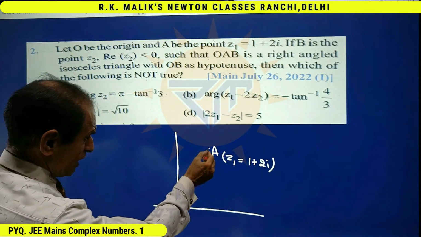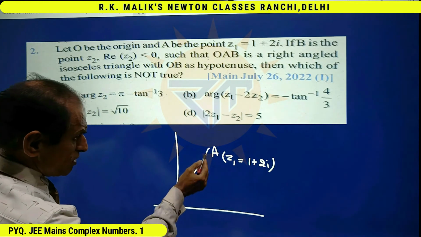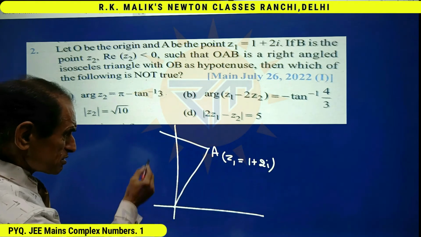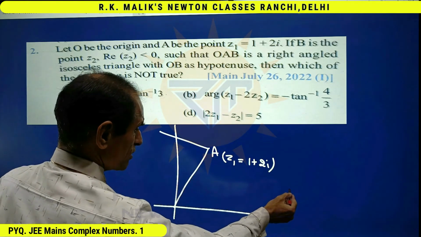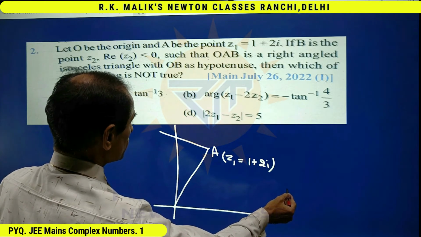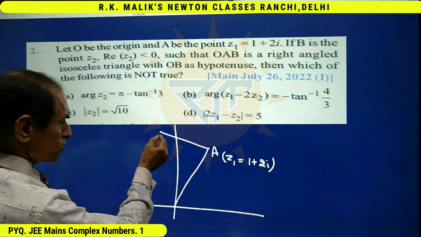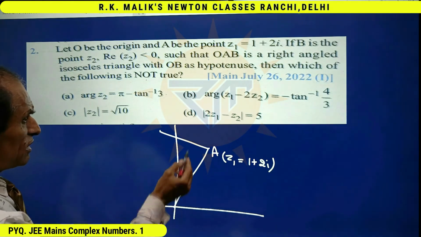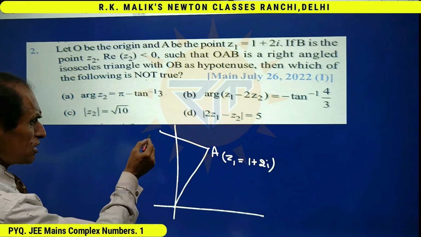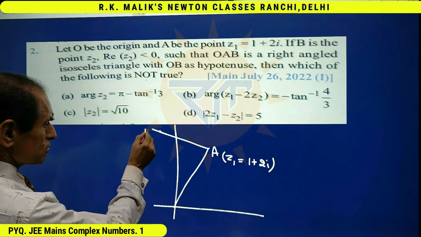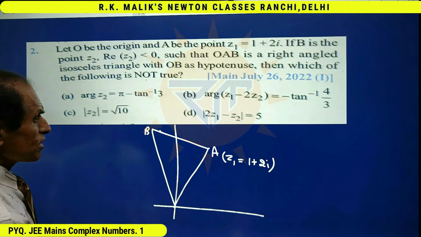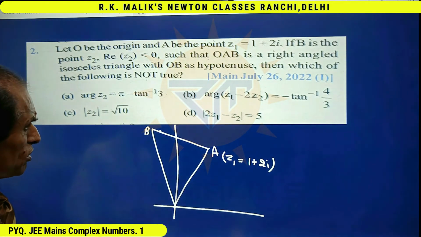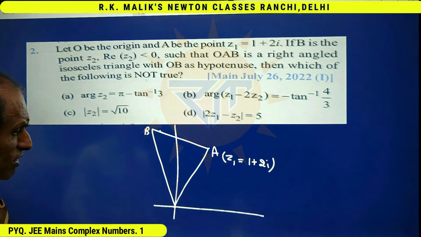If the right angle is at A, then it is sure that B must be somewhere here, because if B goes here, then the real part of Z2 will become positive. For this case, it is only possible that the real part of Z2 is negative. And it is given that this triangle is isosceles also. Suppose this is the point B. Once the affix of B is found, the choices can be checked very easily.